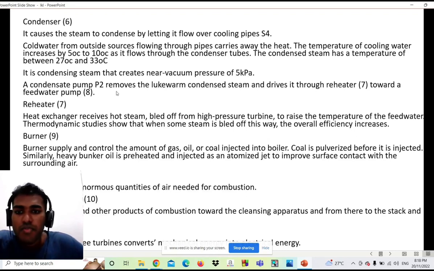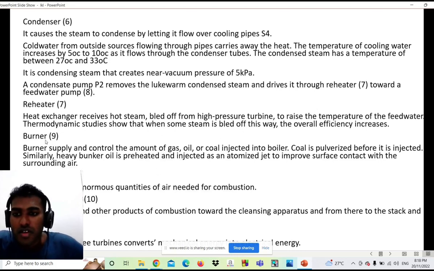It contains pump P2 to remove the lukewarm water, which contains steam, and drive it to the reheater toward a feed pump. The reheater is a heat exchanger that receives hot steam bled off from the high pressure turbine to raise the temperature of the feed. Thermodynamics shows that when some steam is bled off this way, the overall efficiency increases. So, when the turbine is moved, it will produce an induced current due to the cutting of the magnetic flux. So it produces a current.